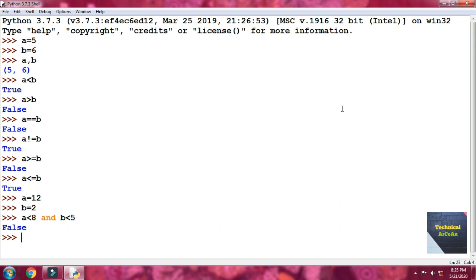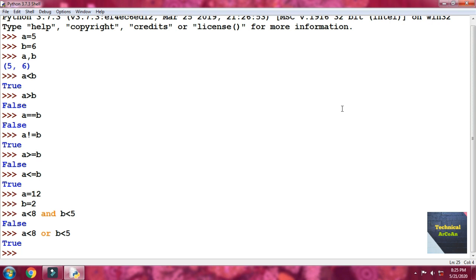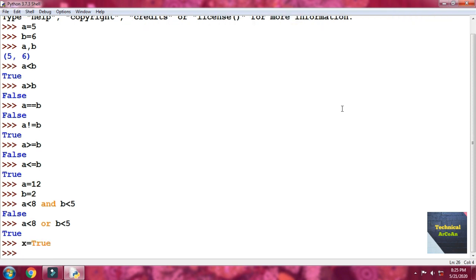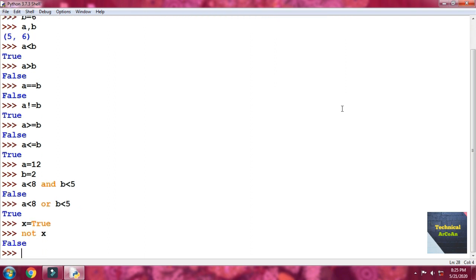If I write a less than 8 or b less than 5, this will be true, meaning if any one of the conditions is true, then the whole condition will be true. And if I write x equal true, and then write not x, we get false, meaning x value is true and not x just reverses it, so it's false.